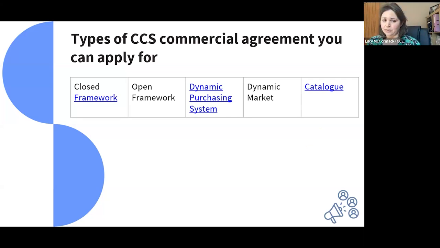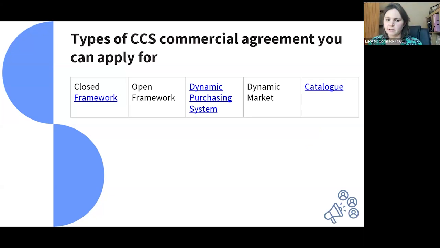This is really, really useful for SMEs. Typically, closed frameworks will have a bidding window of about 6 weeks, those that are let within CCS. And that doesn't always appeal to an SME's capacity and available time to bid. You can progress your application for a dynamic purchasing system entirely in your own time when you are in the best position to do so. There's also no limit on the number of suppliers that can join a DPS.